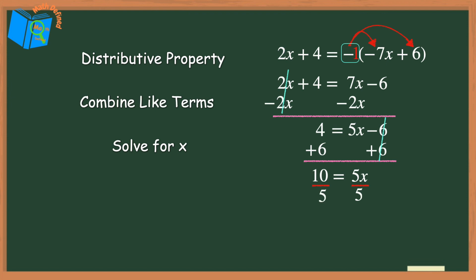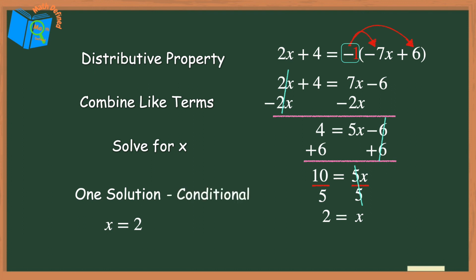The 5's on the right side cancel each other out, leaving just the x, and 10 divided by 5 is 2. So this equation has just one solution. X must equal 2. We can also say that this equation is conditional, because in order for this equation to be true, x can equal only one value, which in this case is 2.